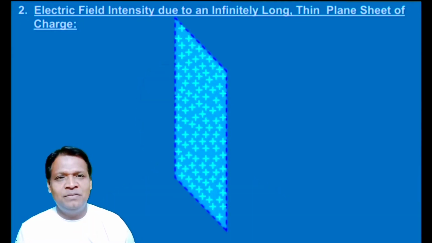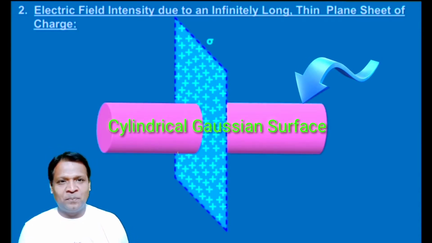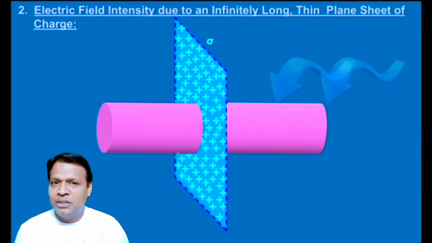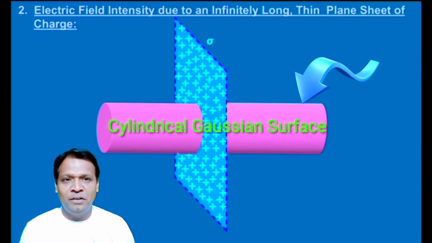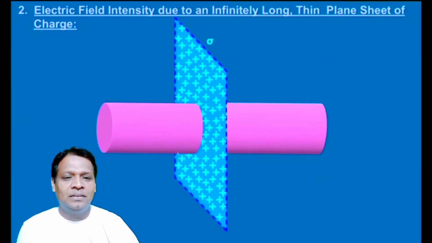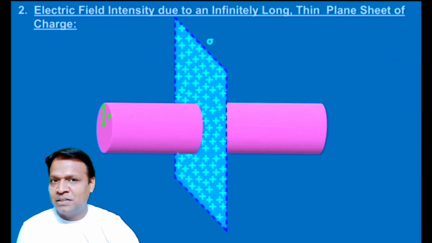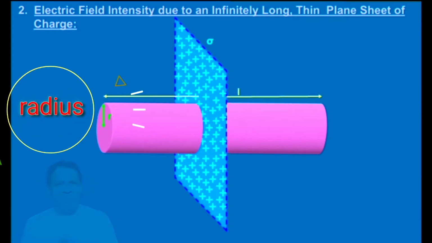Let there be a positively charged sheet, and sigma be its surface charge density. Now let us consider a Gaussian surface. Here we have considered the cylindrical Gaussian surface. For mathematical purposes, it is quite convenient. So let r be the radius of this cylinder and small l is the length of the cylinder.